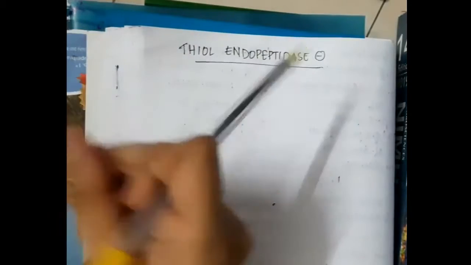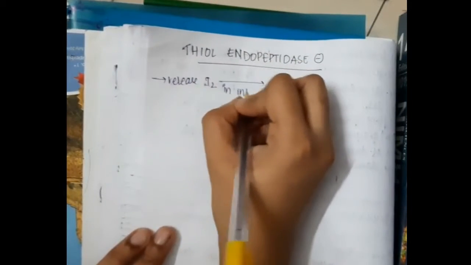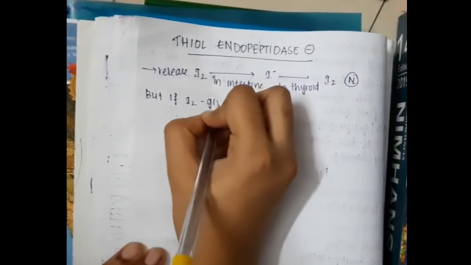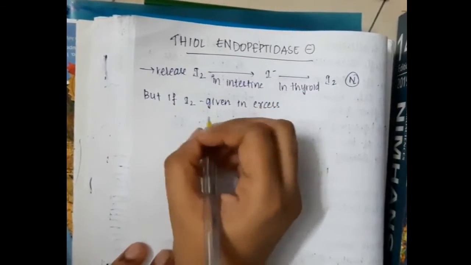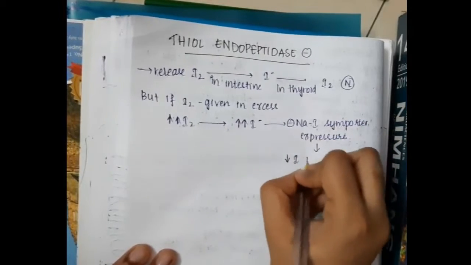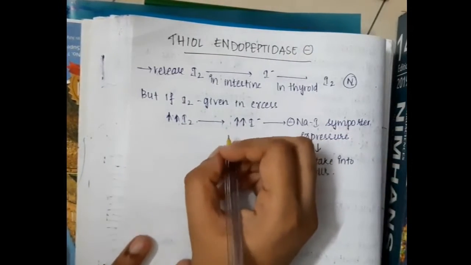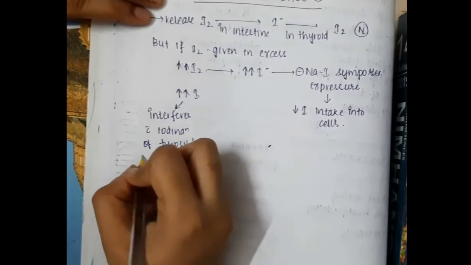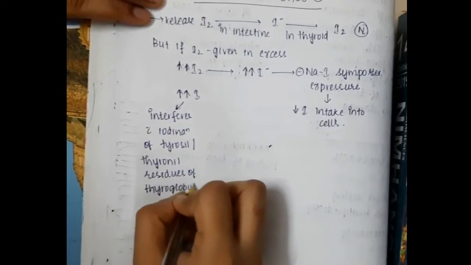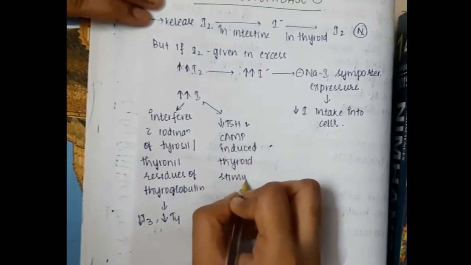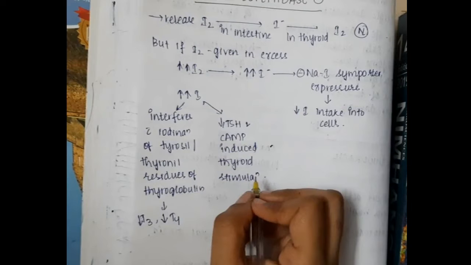In this group of drugs, when there is release of iodine in the intestine, it gets converted to iodide, which in the thyroid forms iodine. But if iodine is given in excess, there is increased iodine in the thyroid, which will inhibit the sodium iodide symporter, and thus there is decreased intake of iodine into the cell. Increased iodine also interferes with iodination of tyrosine residues of thyroglobulin, thus causing decreased T3 and T4. Increased iodine also decreases the TSH and cyclic AMP induced thyroid stimulation.